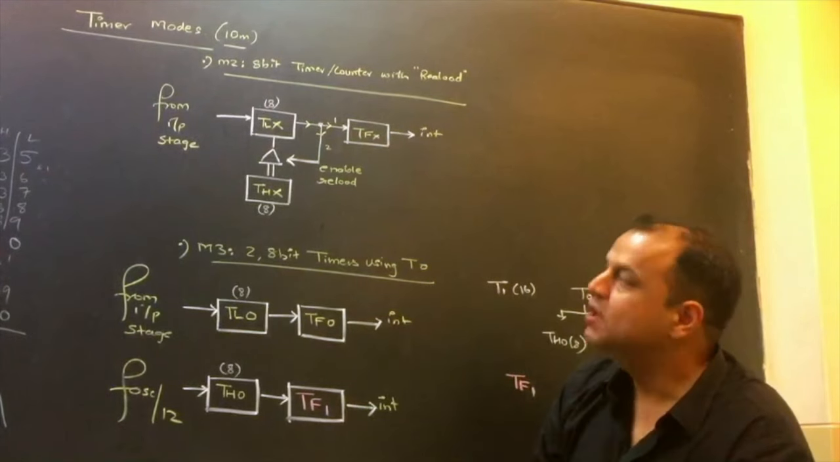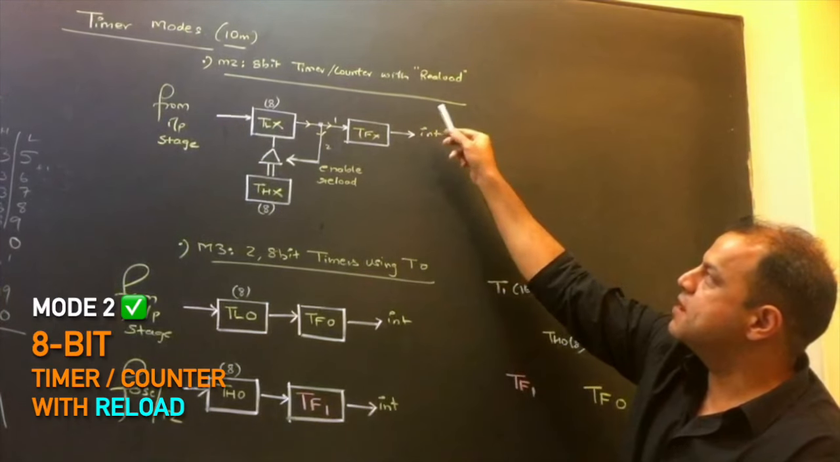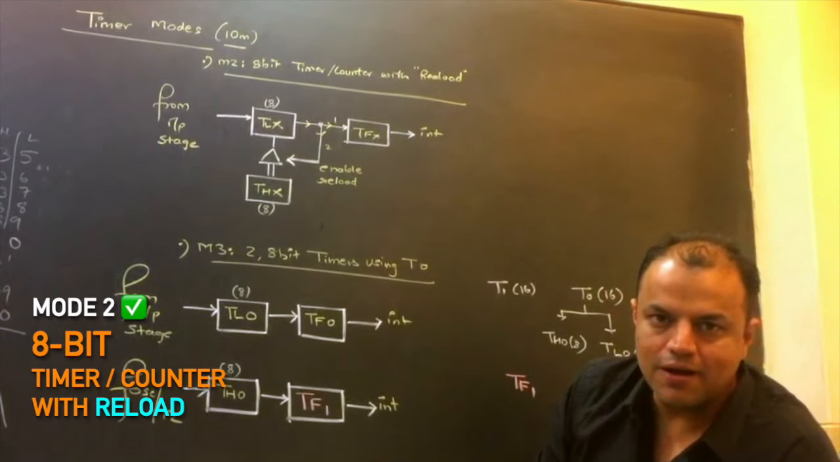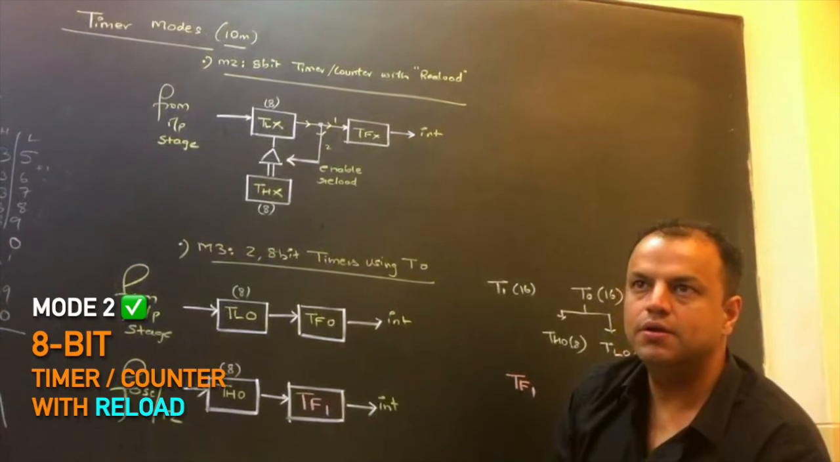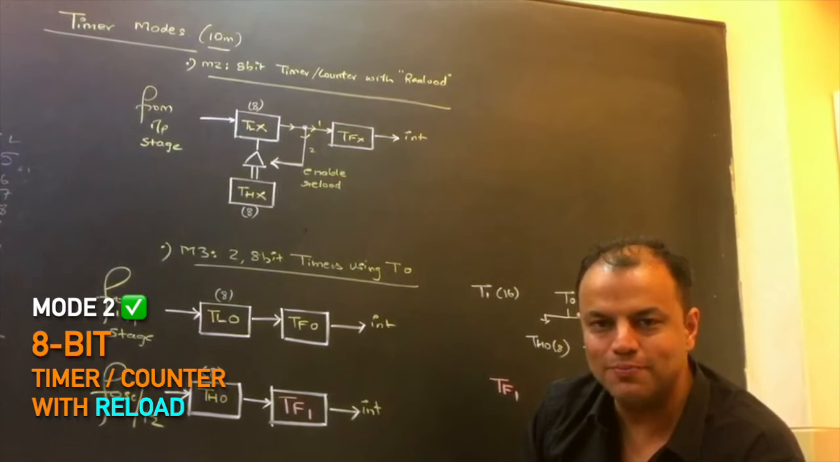Now, we start with mode 2. The name of mode 2 is 8-bit timer counter with reload. Now, what do you understand by the word reload? Come on, you're a smart person.